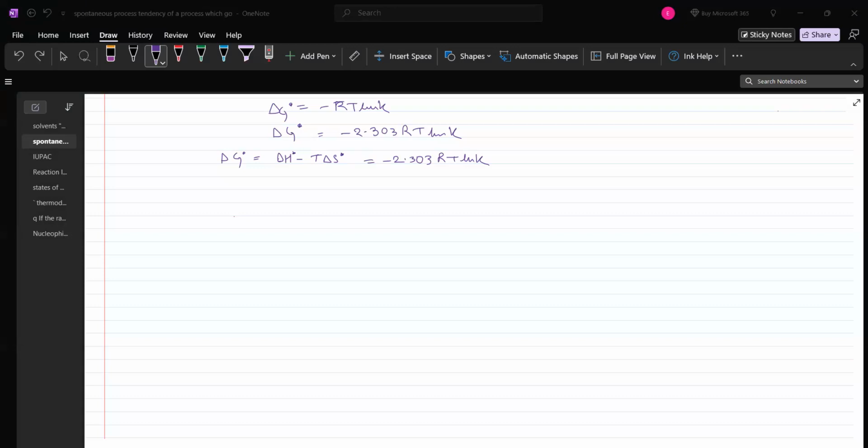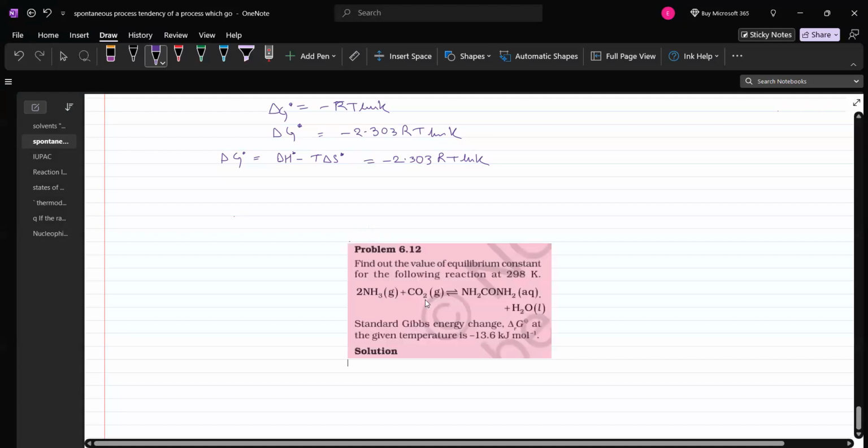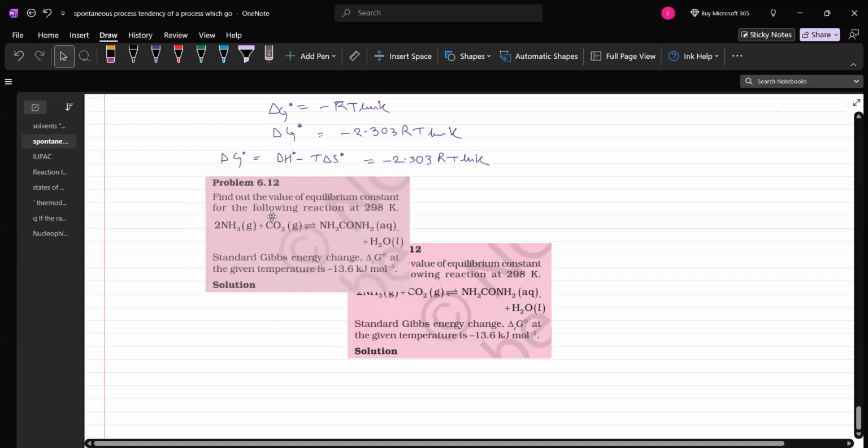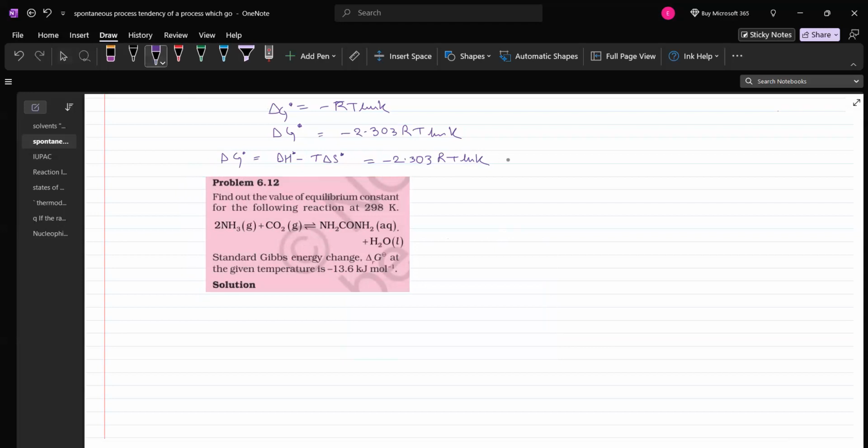Anyone having any doubt? You can ask me in the theory part, because numericals are too easy, you can do it. Anyone having doubt? No, sir. Okay. So this question is from NCERT. We will try it in a minute only. So you don't have to worry about this.